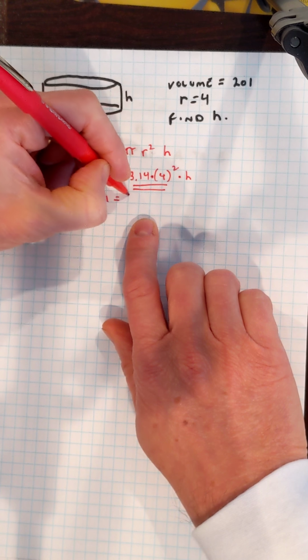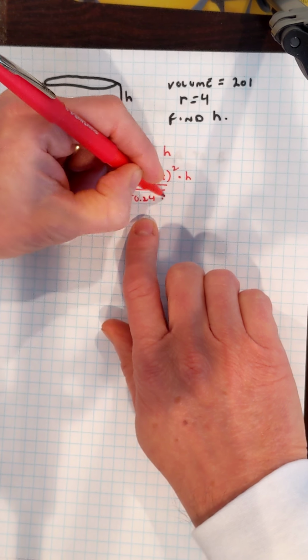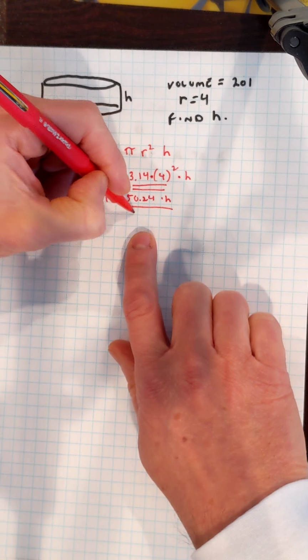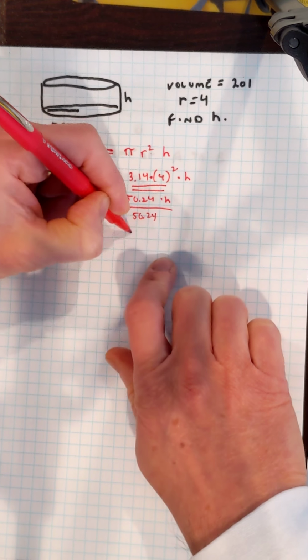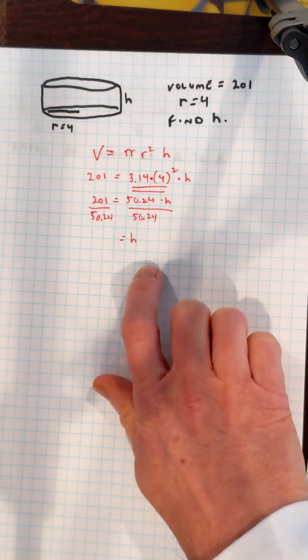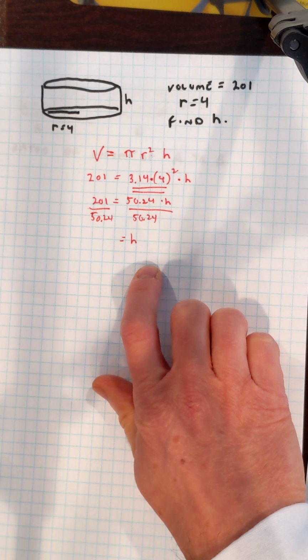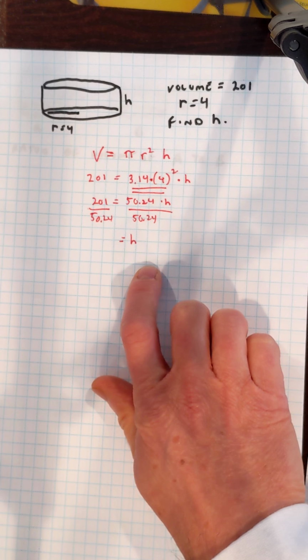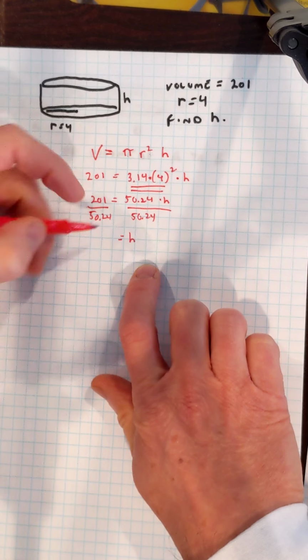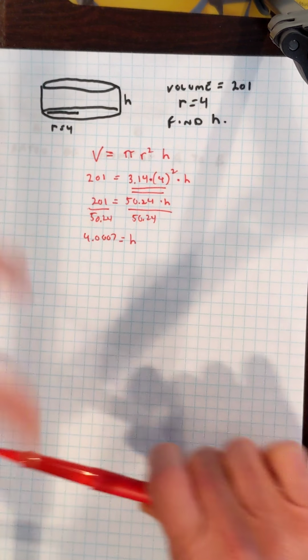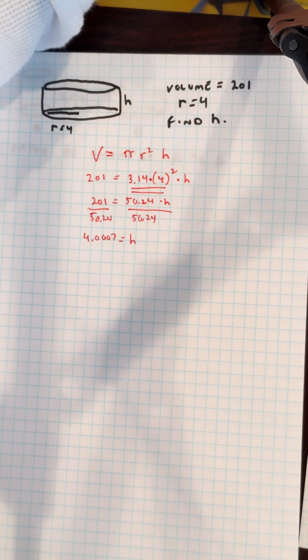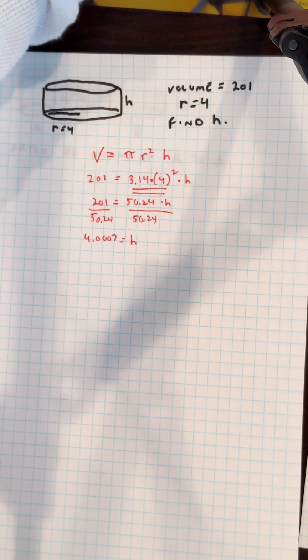201 equals 50.24 h. And now to solve, you're going to divide by 50.24 on both sides. h equals, and I'm going to go ahead and divide, 201 divided by 50.24, and I got 4.0007 in my calculator. Now I'm going to look at the question that they offered here and see if I can find how they want you to answer the question.